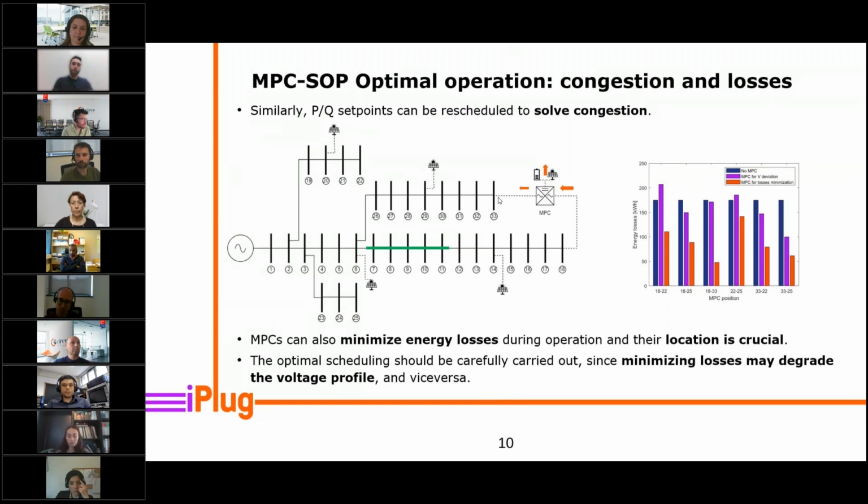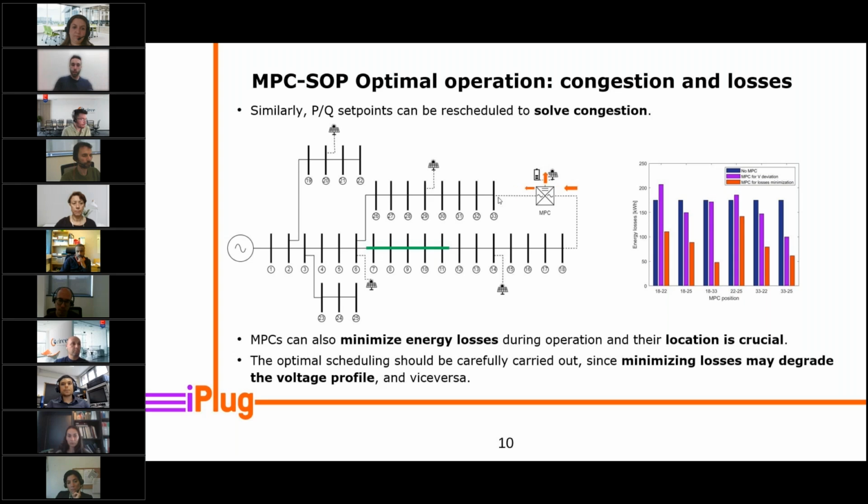The first one is that the position of the multiport converter is crucial for its optimal operation. Indeed, some locations are better for minimizing losses. And the second one is that if we use the soft open point to minimize voltage deviation, we could have antagonistic effects in terms of losses.